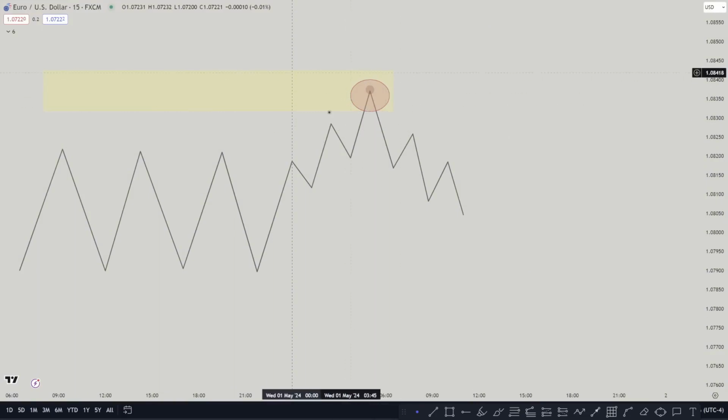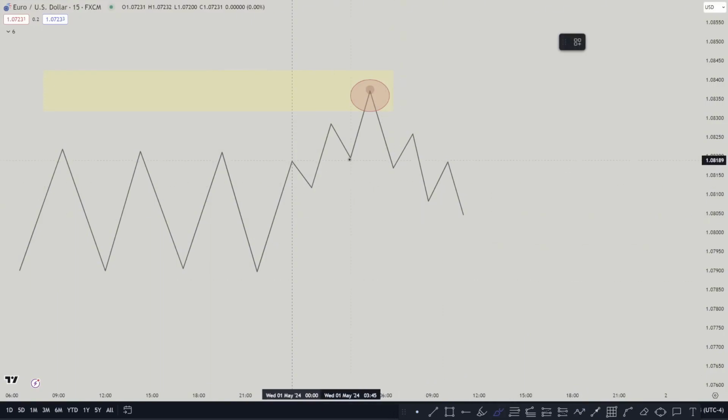So this manipulation by itself is going to, first of all, give you the first opportunity of the day on the London kill zone. The second thing is telling you the bias. So now I'm going to be looking for price to continue lower even on the New York kill zone. And what is the thing with the New York kill zone now? How do we look for an entry?